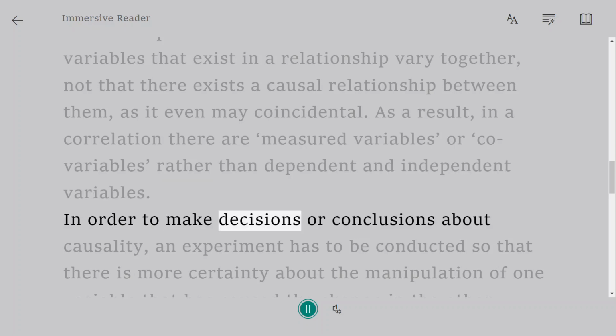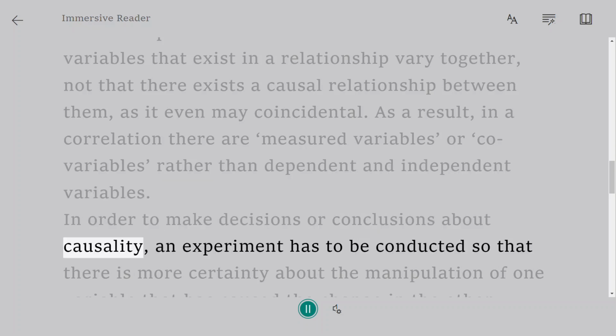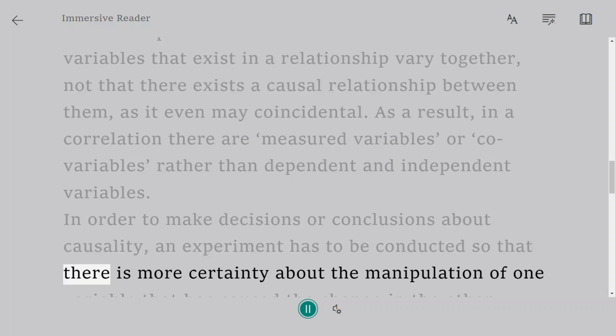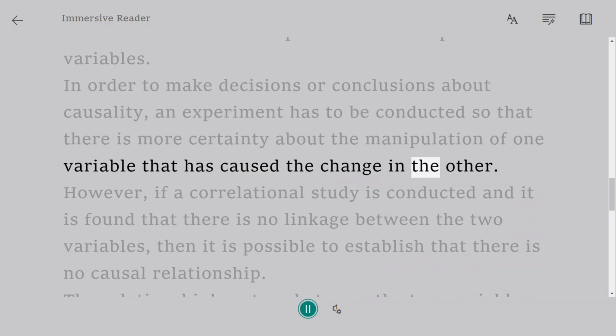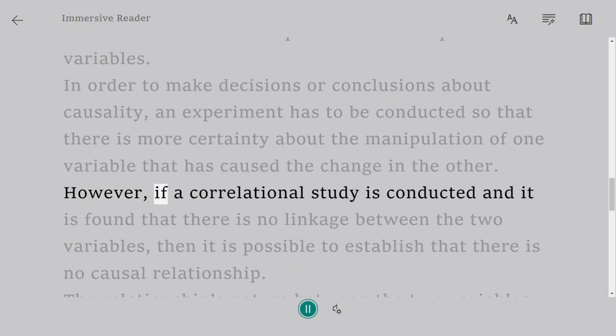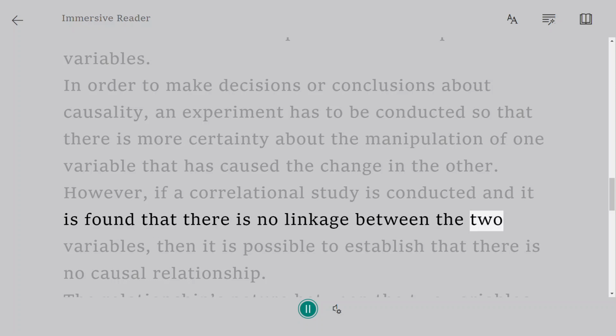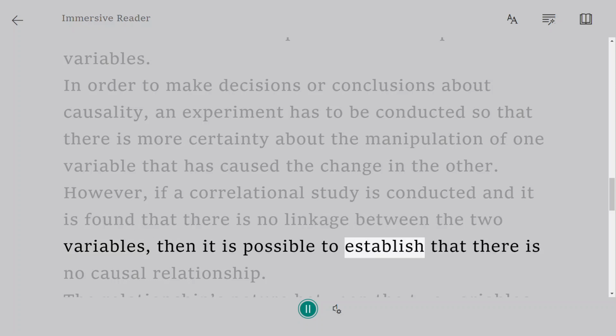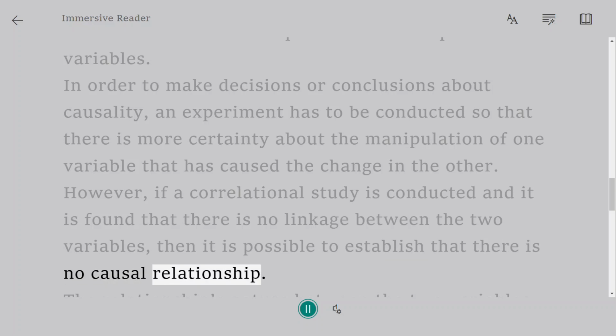In order to make decisions or conclusions about causality, an experiment has to be conducted so that there is more certainty about the manipulation of one variable that has caused the change in the other. However, if a correlational study is conducted and it is found that there is no linkage between the two variables, then it is possible to establish that there is no causal relationship.